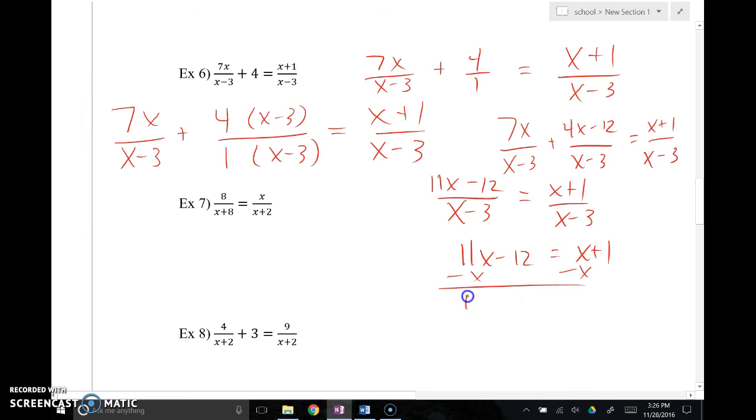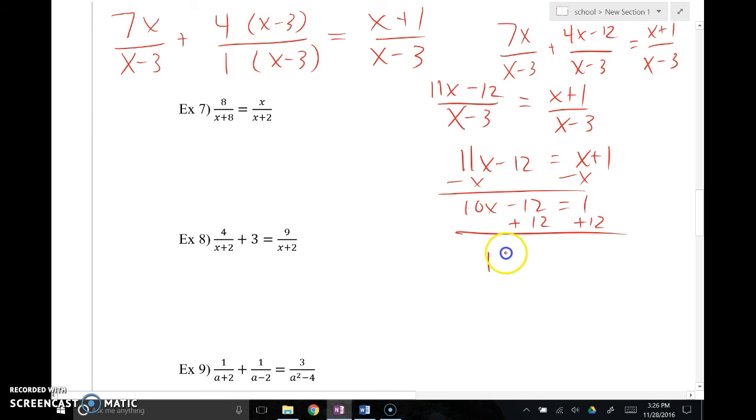Subtract x from both sides. 10x minus 12 is equal to 1. Add 12 to both sides. 10x is equal to 13. Divide both sides by 10. x is equal to 1.3.